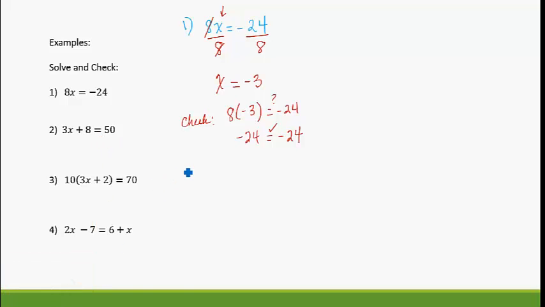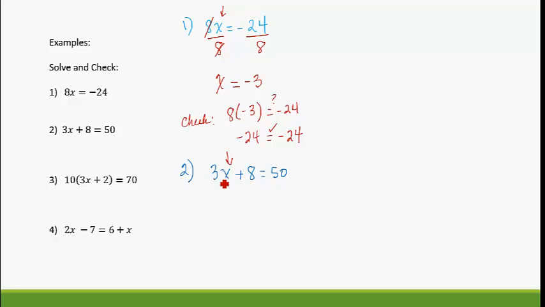Okay, so number 2, 3x plus 8 equals 50. For this problem, we have a couple of things going on here. Our variable is x. We're multiplying it times 3 and then adding 8. So as the instructions said, you want to get your constant terms on one side and your variable terms on the other. I typically leave my variable terms on the left-hand side and my constant terms on the right-hand side, but it's really what works for you.